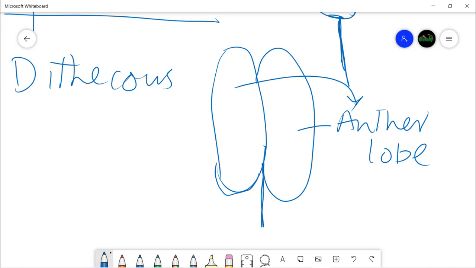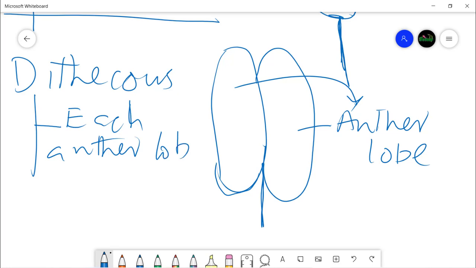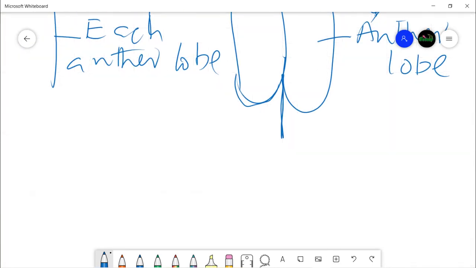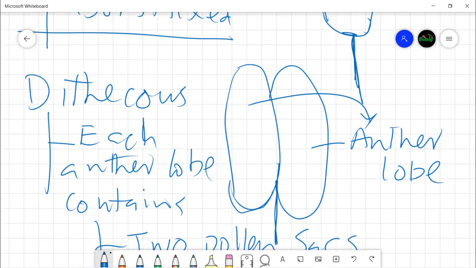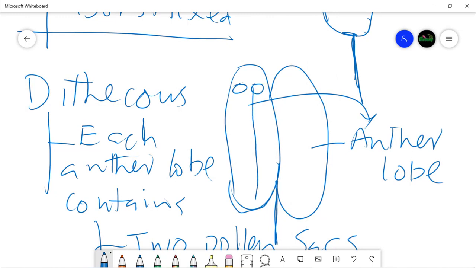So this is the condition in which each anther lobe contains two microsporangia or two pollen sacs. Each anther lobe contains two pollen sacs or microsporangia. Two pollen sacs. So this is one pollen sac.